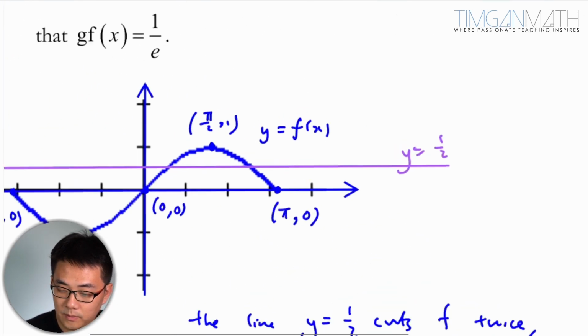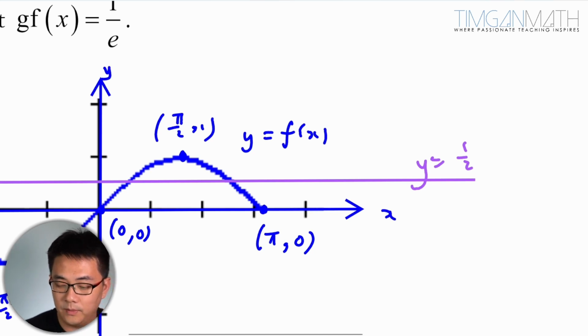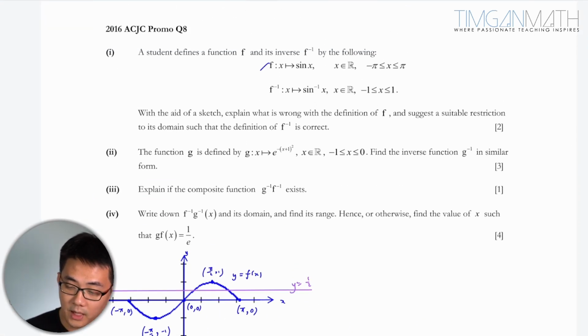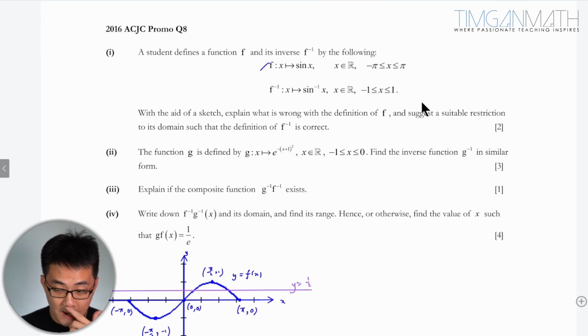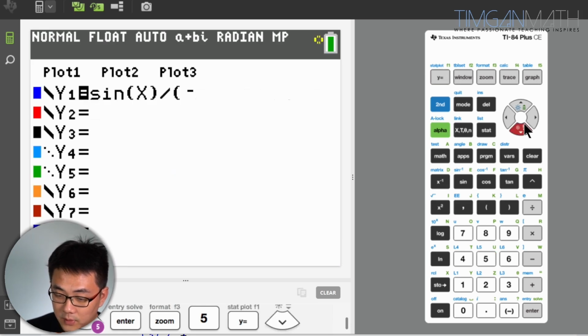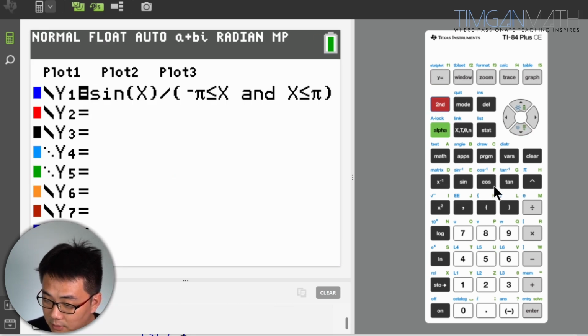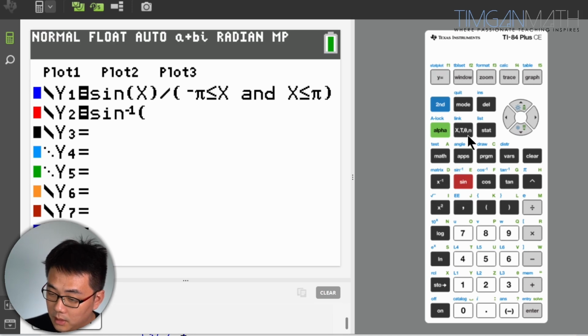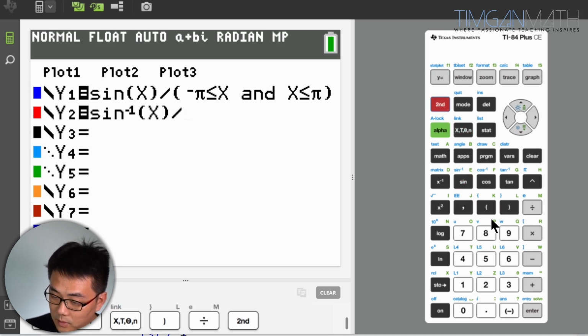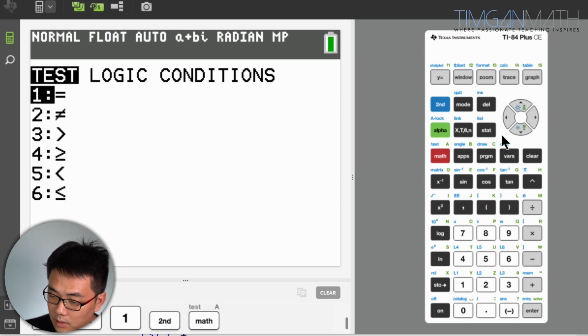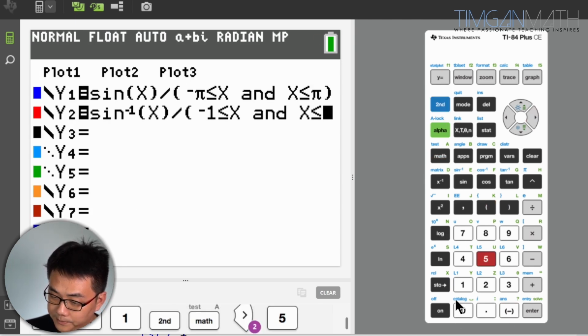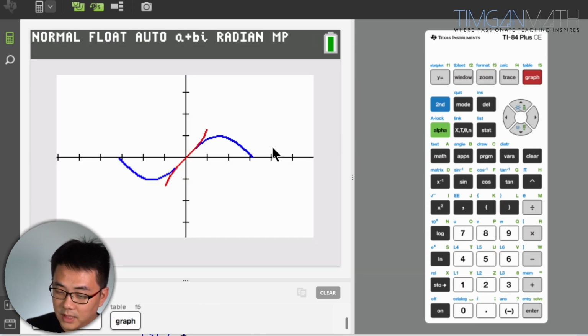We just need to make this a 1-to-1 function. Then, after which we look at f inverse, sine inverse. So suggest a suitable restriction to its domain such that the definition of f inverse is correct. I'm just going to draw this out for you. So the sine inverse graph will look something like that, inclusive of 1 and negative 1. Just put negative 1 and 1. The domain here is just the sine inverse graph.